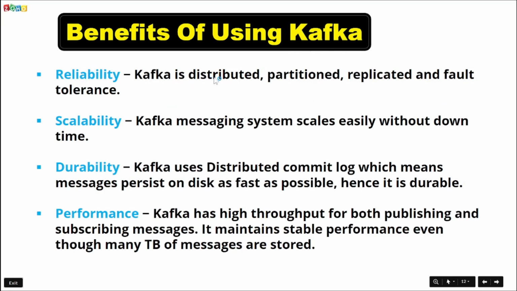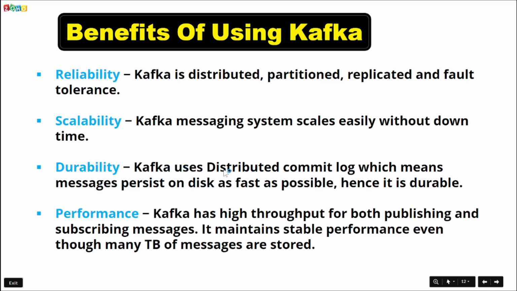Reliability. Kafka is distributed, partitioned, replicated, and fault tolerant. As we've seen already, Kafka is distributed because a Kafka cluster is a combination of multiple brokers, which is nothing but Kafka servers. Many topics are partitioned and replicated to many brokers. That's why Kafka is very reliable. Scalability. The Kafka messaging system scales easily without downtime.